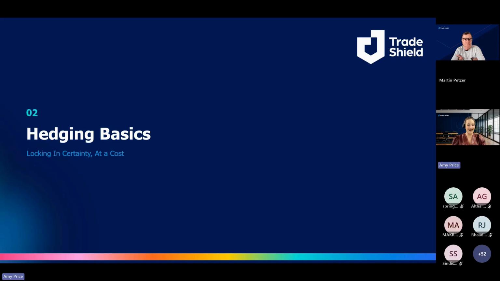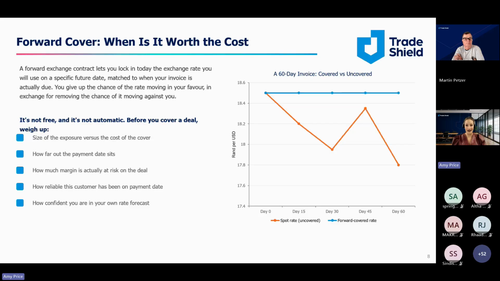Oh, there we go. Okay, so now let's talk about hedging. So hedging basics. So what is the risk? What do we actually do about it? And then let's talk about what hedging actually is. So the most common tool here is forward cover. Okay, so when is it worth the cost that we're looking at? That's what it is. It's forward cover. Sometimes it's called a forward exchange contract.